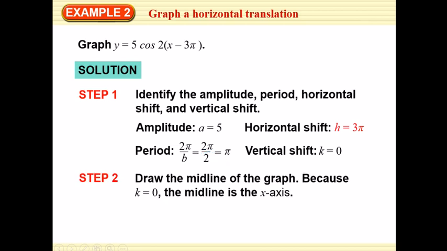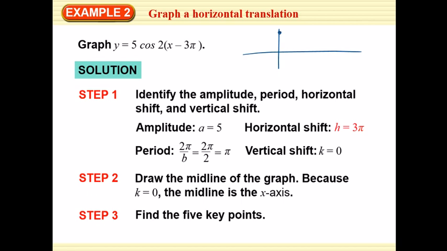So, starting my graph here, I want to go ahead and draw my midline. Since k equals 0, my midline actually stays on my x-axis, which is really nice. And then we want to find those 5 key points. A reminder, this is cosine, so it starts up, goes down, and then comes back up. So here I have 2 x-intercepts, and then I'm going to have 2 maxes and a min. And it would continue oscillating. So that is going to be 1 cycle, 1 period that I'll be looking at.